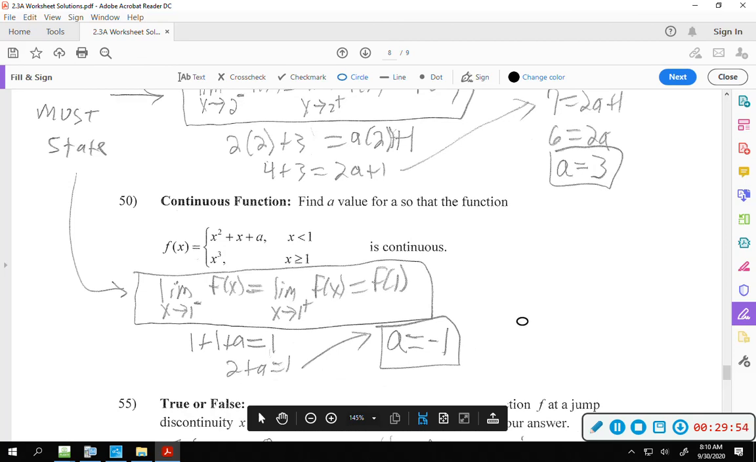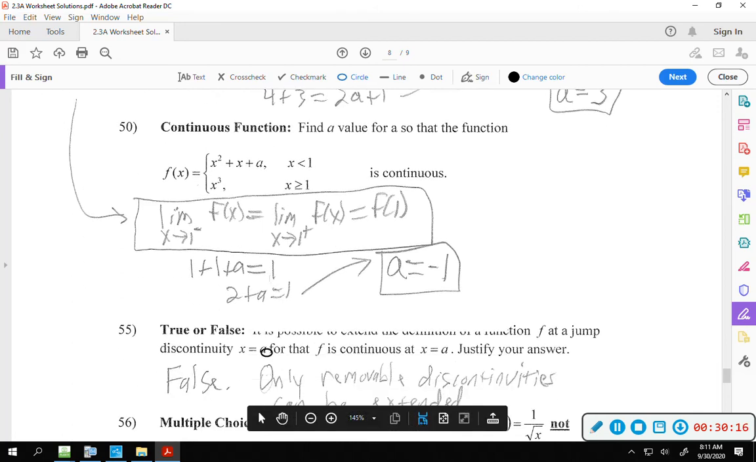The solution is the easy part. The justification using correct mathematical notation on an AP test, that is the more difficult part. This is why we have to write this every time that we're justifying continuity. Left-hand limit equals right-hand limit equals the value of the function.